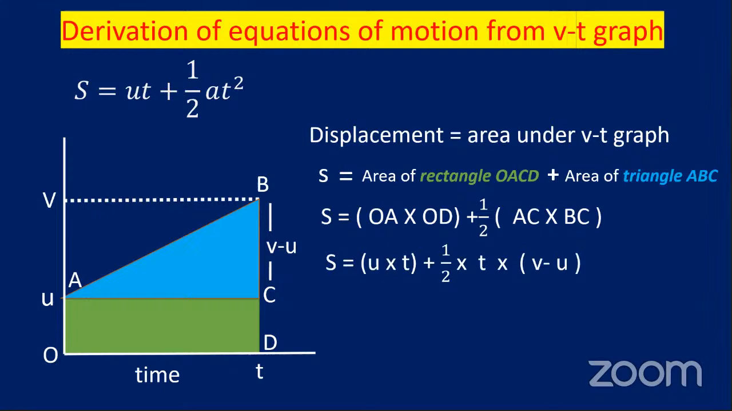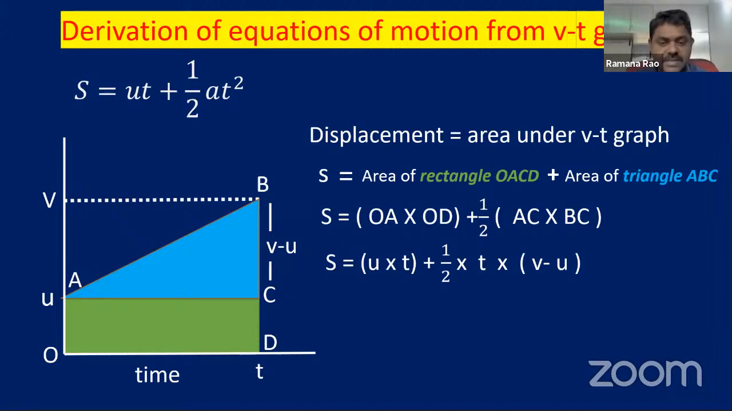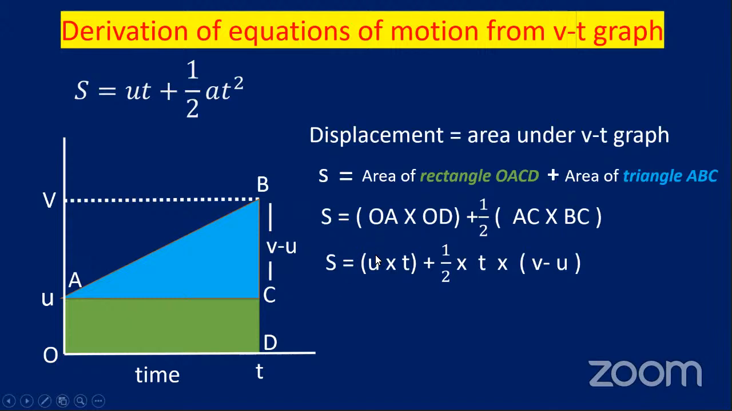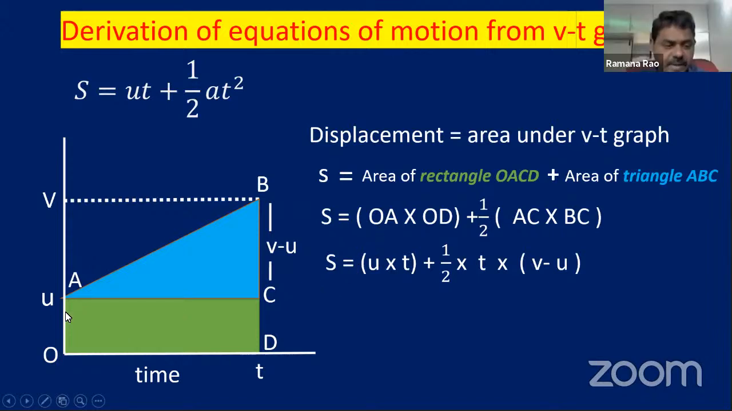Now S is equal to ut plus half at square. So we are going to derive that S is equal to ut plus half at square. So S is equal to OA. It is very clear from the diagram that OA is equal to u and OD is equal to t, plus half into AC. AC means A to C on the x-axis, the distance is time, and BC is v minus u.